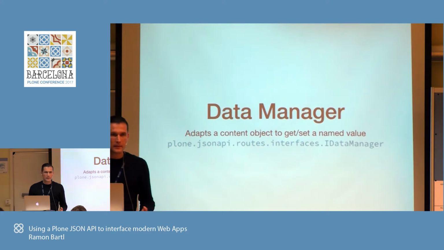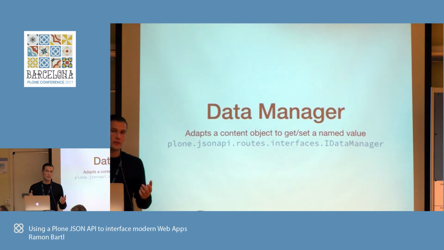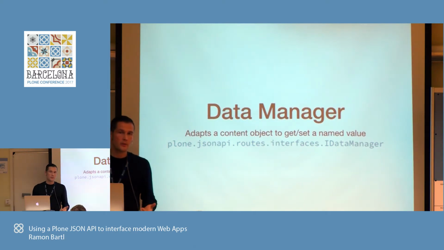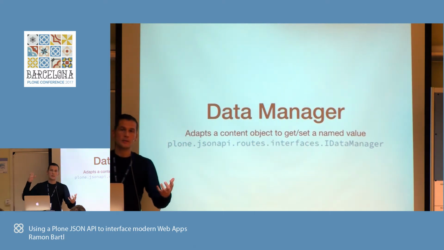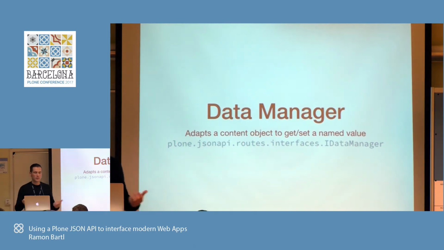Then you have something like a data manager. This is to set and get the data from this content type. Again, you can have a more specific adapter for your type, and you just have to implement get and set, and then you have the content type, and you say get the title, and then you can return it as a JSON serializable value. So this is also possible.